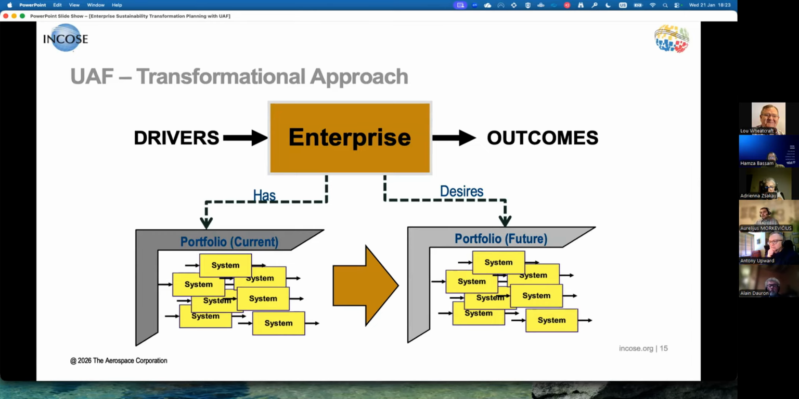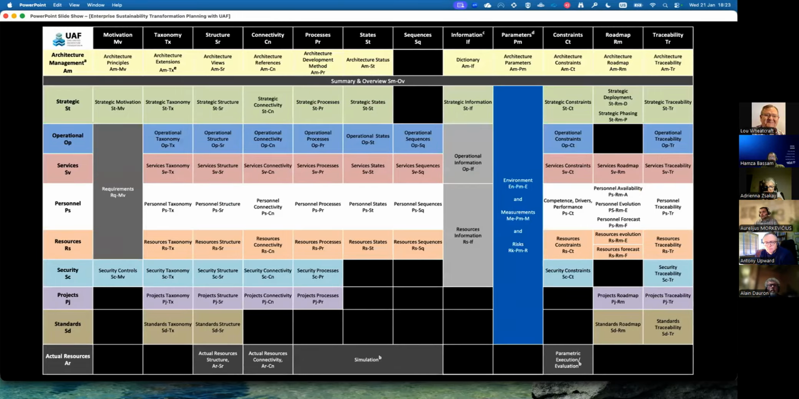So when we speak about UAF, we always highlight that it's a transformational approach. How UAF is designed and what kind of concepts it has takes into account the drivers for change, and then it changes the enterprise portfolio from the current one to the future one, and delivers some kind of strategic outcomes. So this is really the big picture of how we see it. And this is exactly what we wanted to show in the research that I'm going to present.